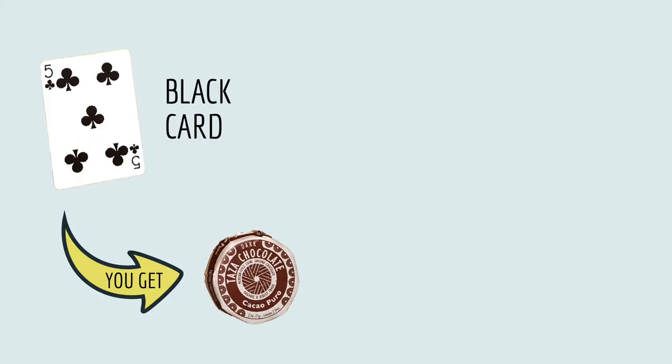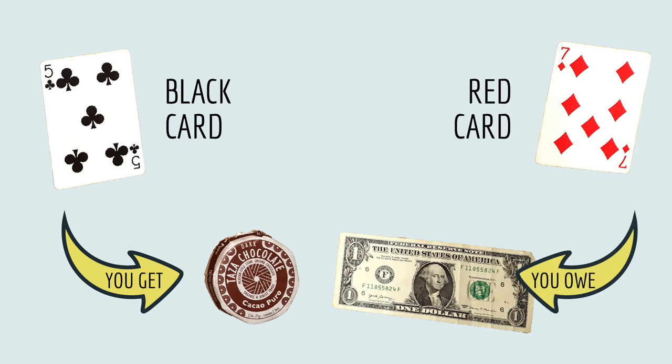To explain why p-values less than 0.05 are so special, let's play a card game. Have a seat. Okay. Here's how it works. I'm going to flip over one card at a time. Every time I flip over a black card, you get a bar of chocolate. Every time I flip over a red card, you owe me a dollar. Okay, I mean, I like chocolate.